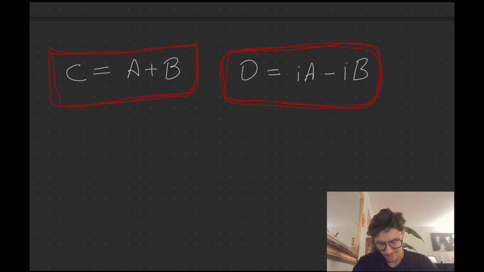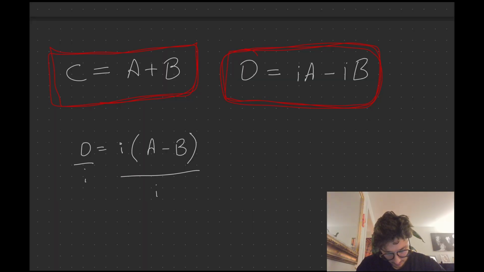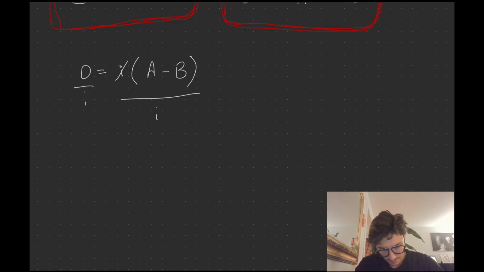Watch this. D is equal to I, factor out the I, we have A minus B. Divide both sides by I. What do we get here? The I's cancel on this side. I in the denominator becomes minus I in the numerator of this. Now we have A minus B.